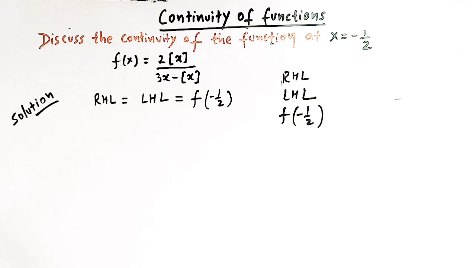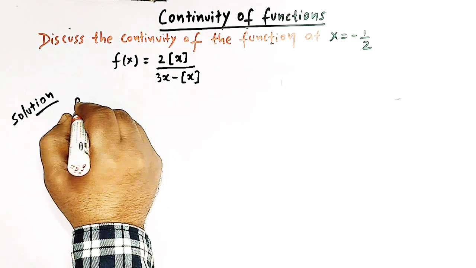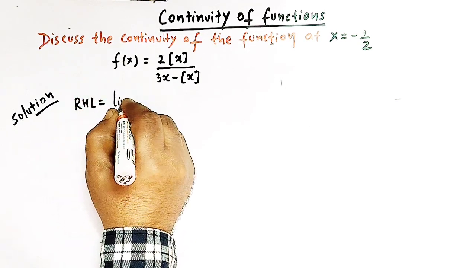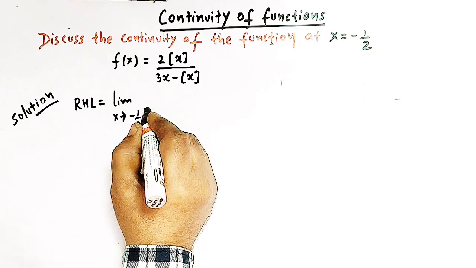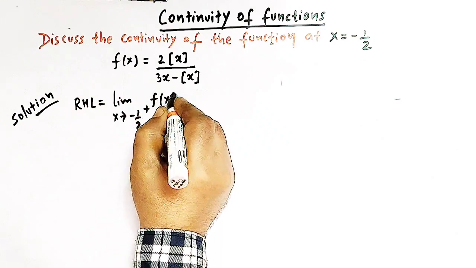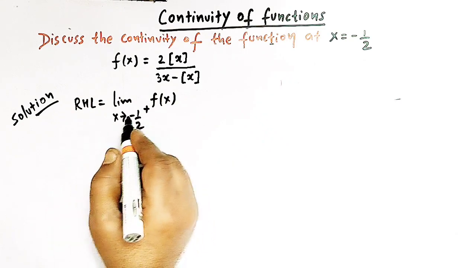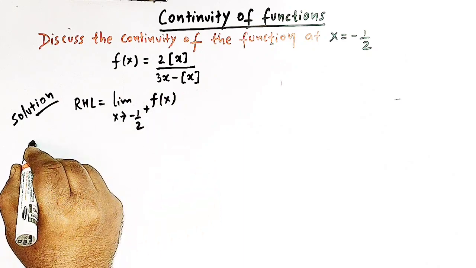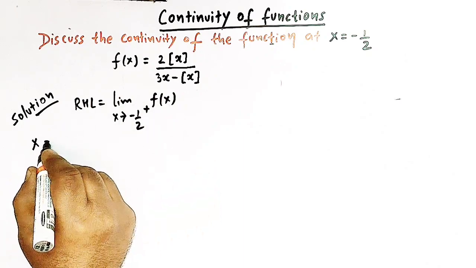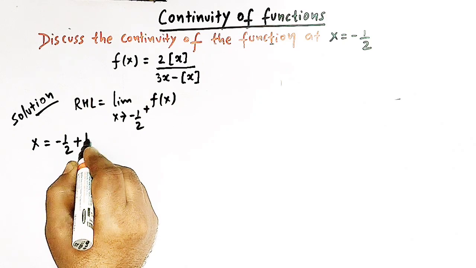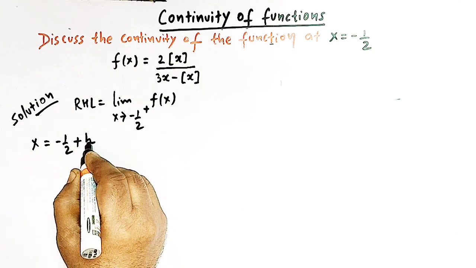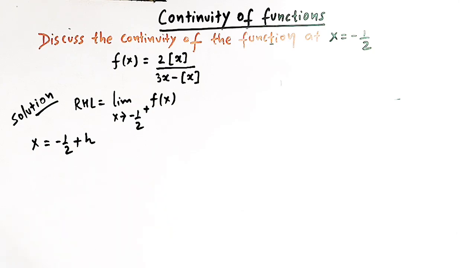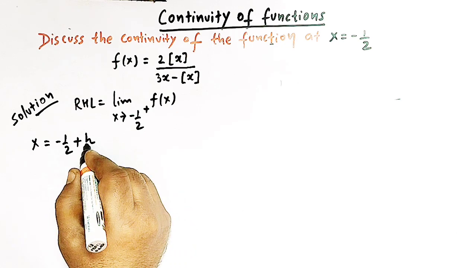So let us start. So now the right hand limit is given by this notation, that is limit x tends to minus half, and here we put a positive sign, and here we have f of x, right? So now to calculate the right hand limit, let us make this substitution, that is x is equal to minus half plus h, where this h is infinitesimally very small, and it lies between 0 and 1, right? So the value of h is very small, and it lies between 0 and 1.